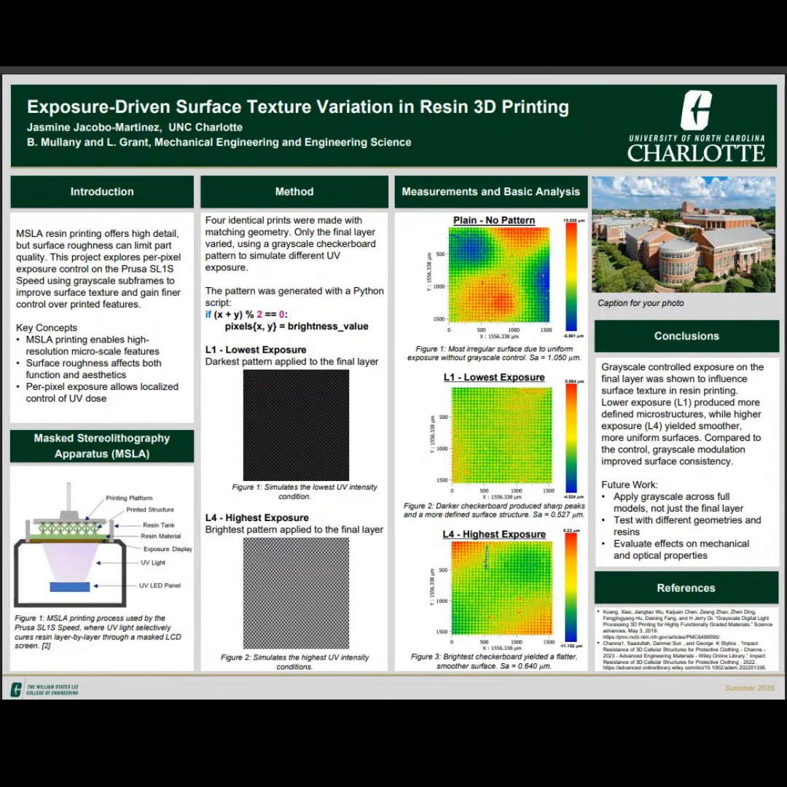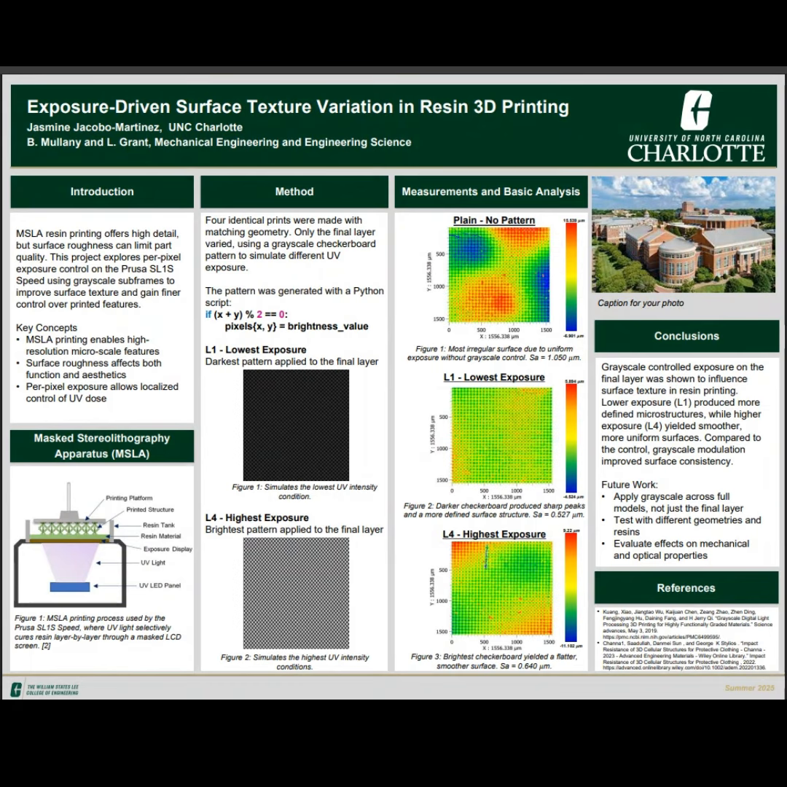print layer. The diagram illustrates the MSLA masked stereolithography process used by the Prusa SL1S Speed. UV light from an LED panel shines upward through an LCD exposure screen, which selectively masks light to cure specific areas of resin. The print builds layer by layer as the platform lifts the part out of the resin tank after each exposure. This method enables high-resolution printing with precise control over each layer's geometry.